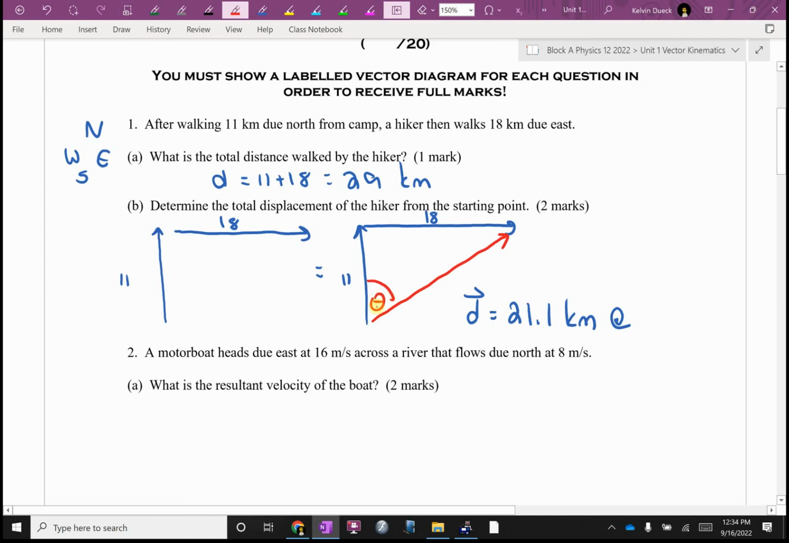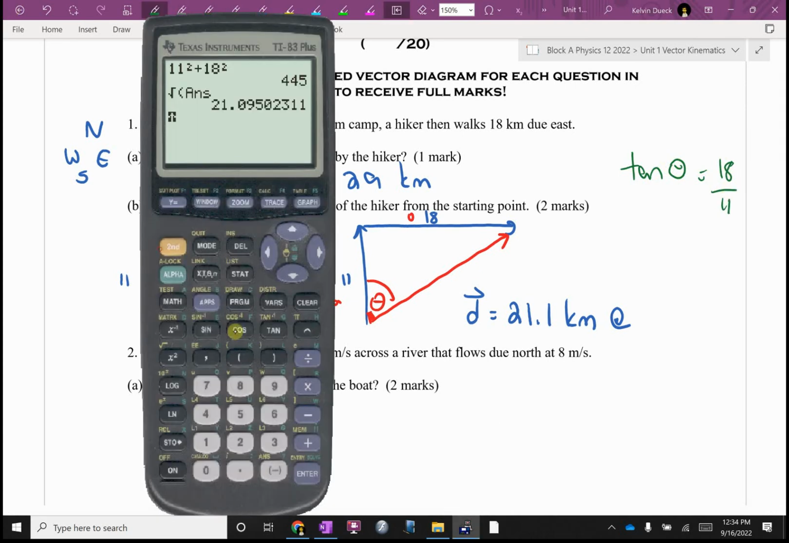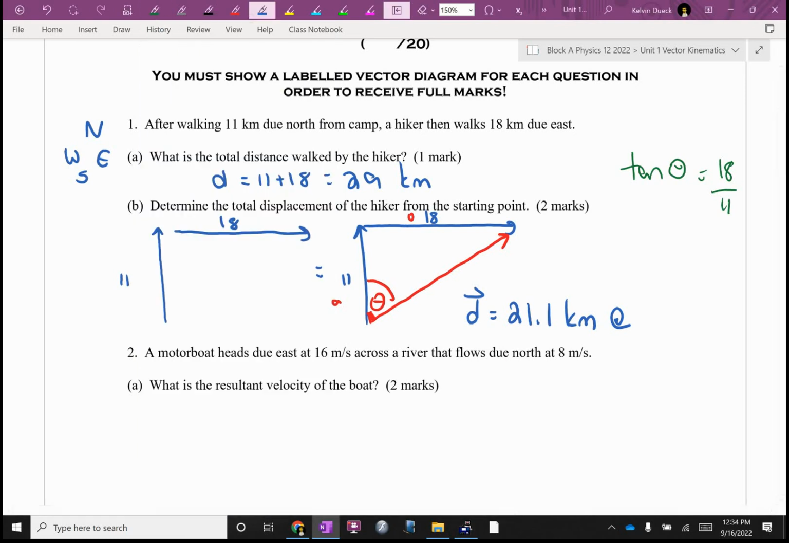Theta is going to go in the bottom left, opposite, adjacent. Tan theta equals opposite over adjacent. 18 divided by 11. Is it 58.6 degrees? 58.6 degrees. North of south, east of west, what of what? Start out going north, so east of north. You're right.